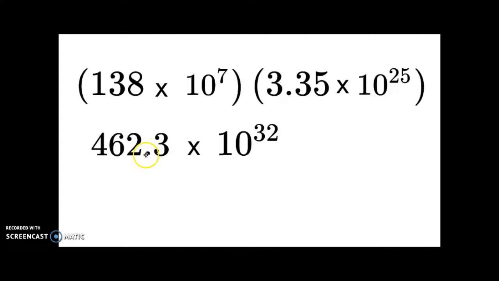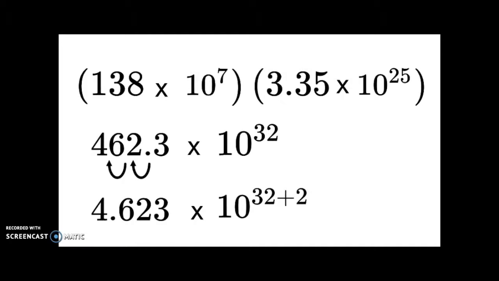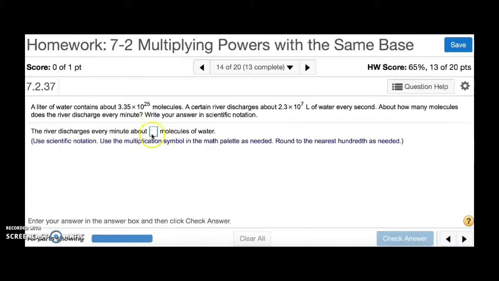Now I have to put this in scientific notation. I need to move the decimal place to the left 2 places, so I'll have 4.623 times 10. When I go to the left, I have to add to the exponent. So I go left 2, I add 2, and I'll have 10 to the 34. Now the answer wants me to round to the nearest hundredth, so I look at the 3 and see this would just be 4.62 times 10 to the 34.